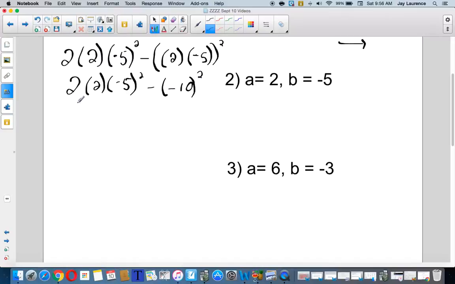Okay, so now I'm going to do my exponents. I'm going to have 2 times 2 times 25, because negative 5 times negative 5 is 25, minus 100. And so 2 times 2 is 4, times 25 is 100. And so this comes out to be a nice pretty answer of 0.